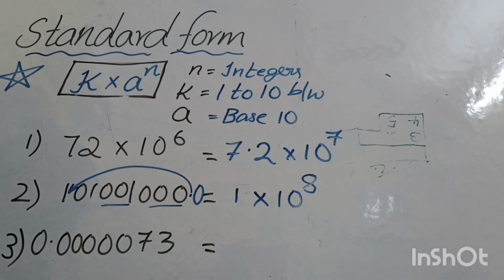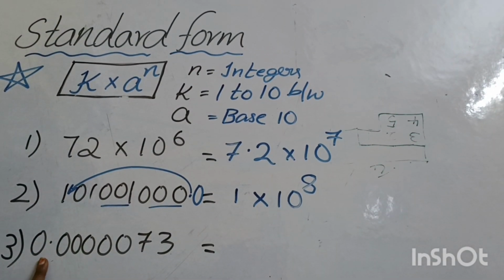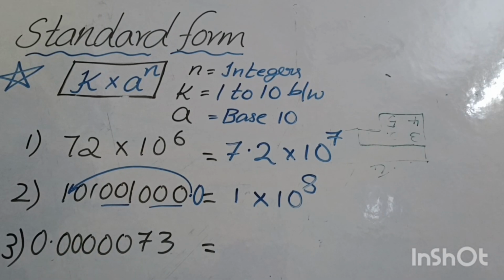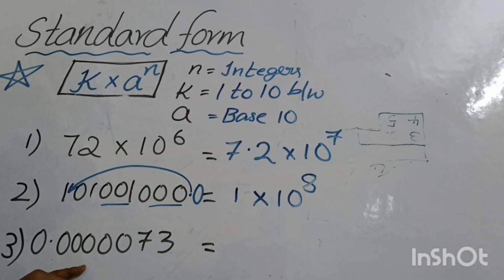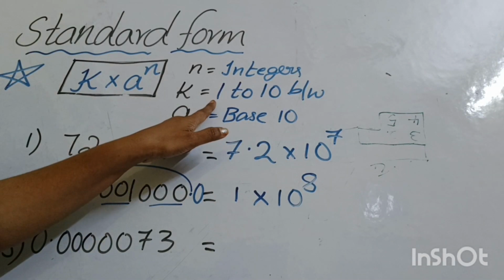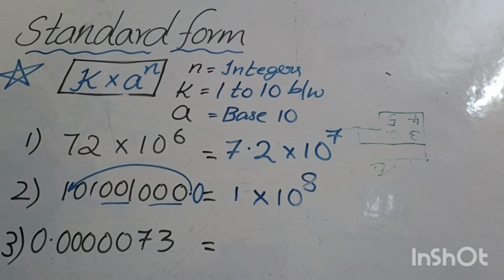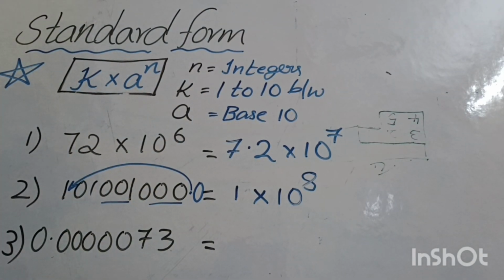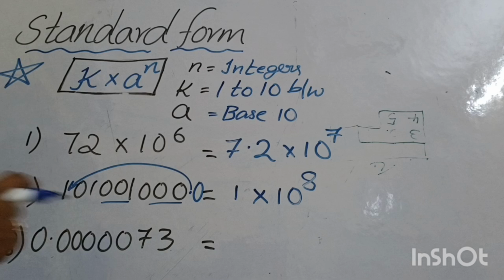Okay, now next we'll see this one. See here, it is already a decimal number. So how to convert it into standard form, children? First of all, is it in standard form? 0 point something. 0 is less than 1, right? It means it is not in standard form. So how to make it standard form? Where do I have to move the decimal point?